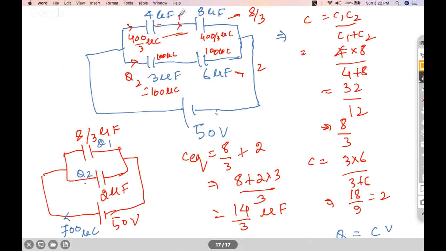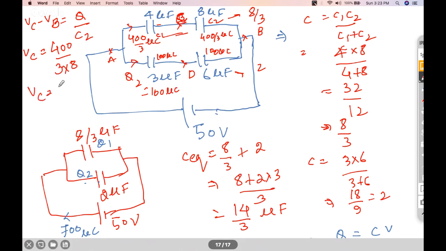Now this is point C, this is point D, this is point A, and this is point B. I can write VC minus VB. Q is equal to CV, so V would be Q by C. Suppose this is C1, C2, so Q divided by C2, and VB is equal to 0. So VC minus 0 is VC, and Q is 400 by 3 divided by 8. So VC comes out to be 50 by 3 volts.